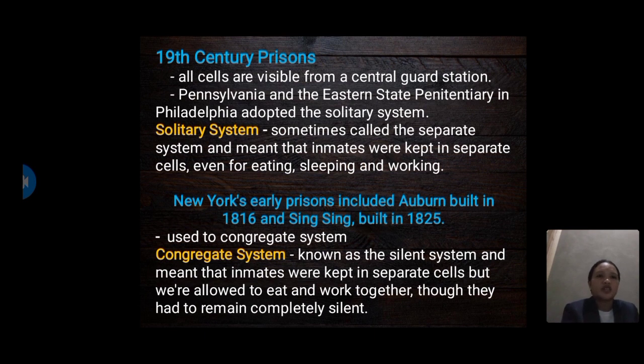Pennsylvania, and the Eastern State Penitentiary in Philadelphia adopted the solitary system. So, the solitary system, sometimes called the separate system, meant that inmates were kept in separate cells for eating, sleeping, and working. So, one cell is equivalent to one prisoner or detainee.